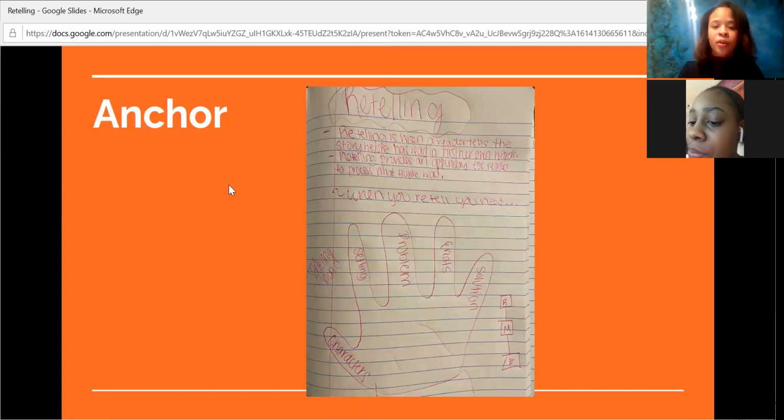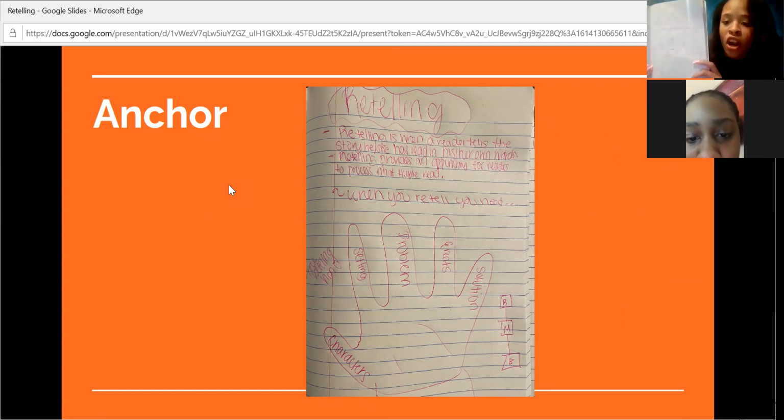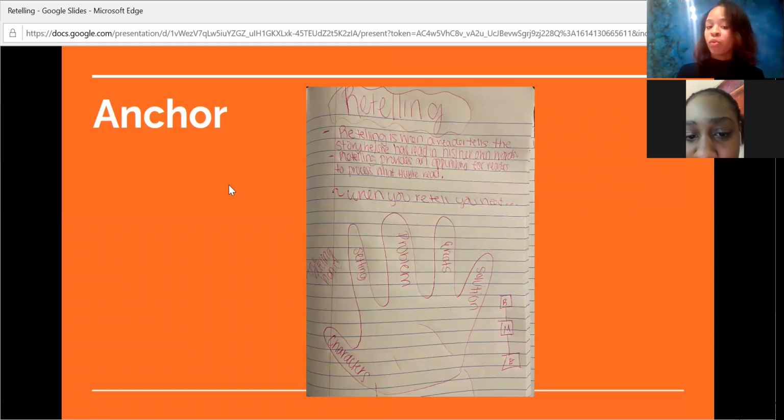Okay, so this is an anchor chart. And the anchor chart says retelling. Retelling is when a teacher tells a story he or she has read in his or her own words. And it also provides an opportunity for readers to process what they've read. And when you retell, you need these 5 elements. This is called the retelling hand. So you have your characters, we have our setting, we have our problem, the events, and the solution. So these are all important key elements whenever you are able to retell a story. Knowing these five things are very, very important.